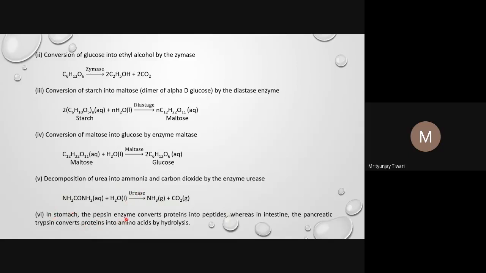In the stomach, we know the pepsin enzyme converts proteins into peptides. Whatever protein sources we take as food go into the stomach, and in the stomach the pepsin enzyme is there. Pepsin converts these proteins into peptides, and some of the proteins which are undigested go into the intestine, because after the stomach the intestine starts. In that intestine there is pancreatic trypsin. The source of this trypsin enzyme is the pancreas. So from the pancreatic secretion, this trypsin comes into the intestine, and then trypsin converts the proteins into amino acids by hydrolysis.